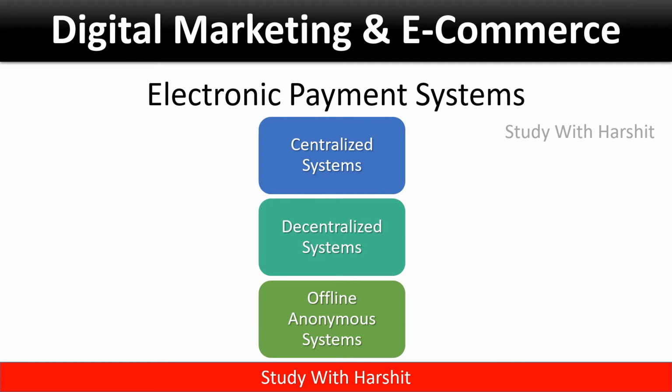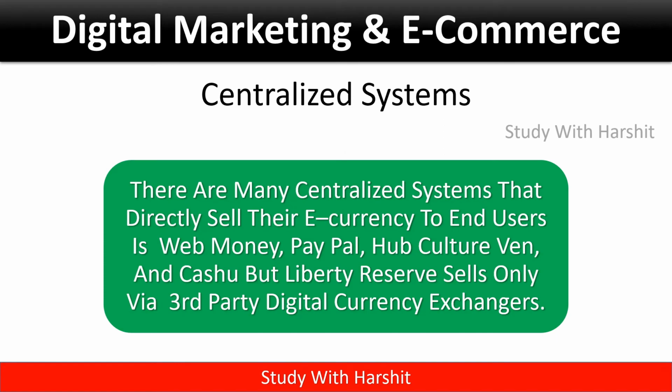Electronic payment systems: centralized systems, decentralized systems, offline anonymous systems. Centralized system: there are many centralized systems that directly sell their e-currency to end users, such as WebMoney, PayPal, Hub Culture, and Cashu, but liability reserved sale only by third party digital currency exchange.